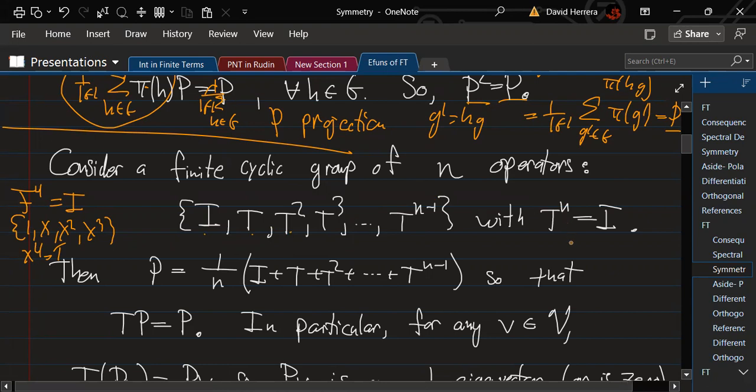I'm going to assume that not just this is true, but that n is the smallest number where this is true. So I'm assuming that the order of this group is n. There are exactly n elements here, and none of these are repeated. If one is repeated, then it'll just end up being a smaller set with repetitions, and I don't want to do that. So I'm just going to assume none of them are repeated.